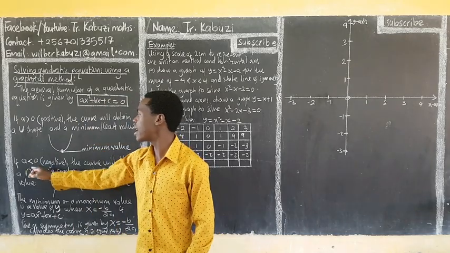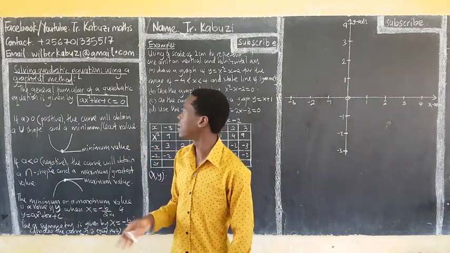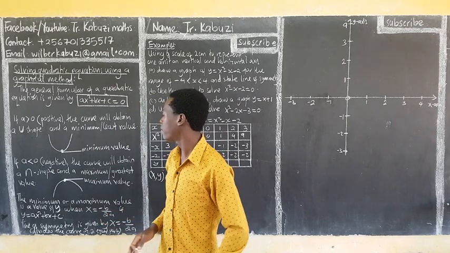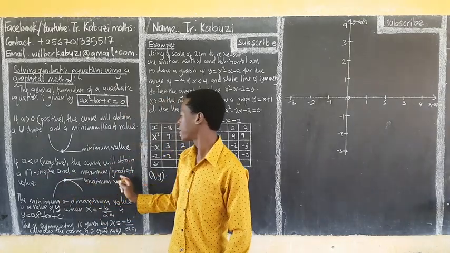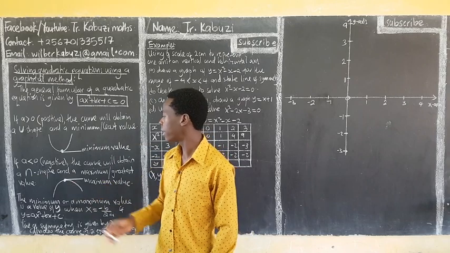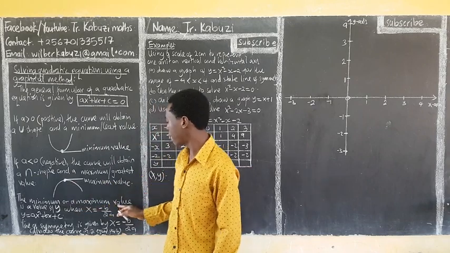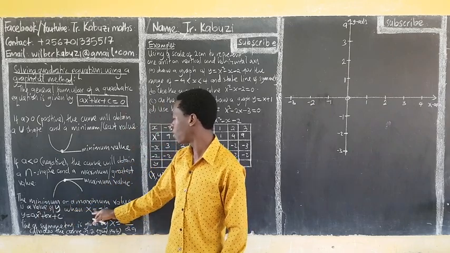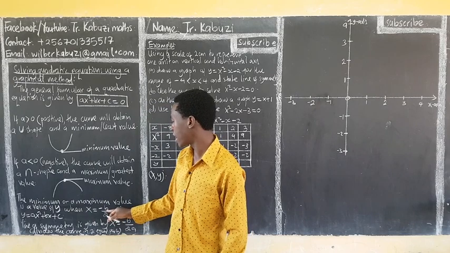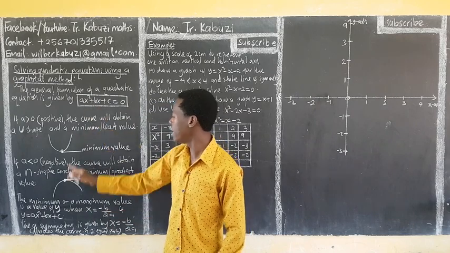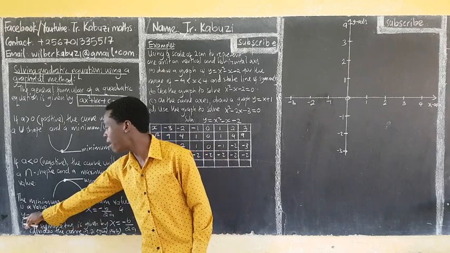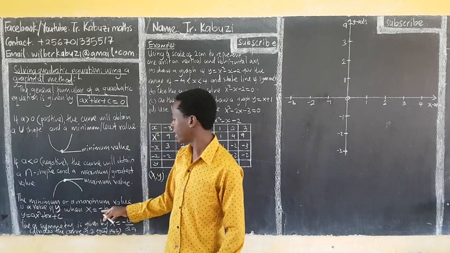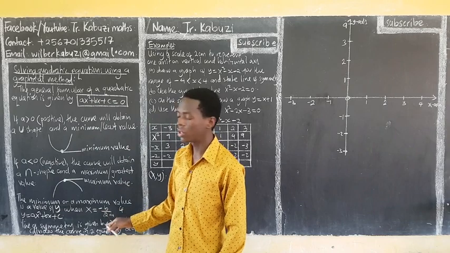Then if a is less than 0, which means it's negative, the coefficient of x squared is negative, and the curve will have this shape and a maximum value. The minimum or maximum value of y occurs when x is equal to negative b over 2a, where this is the b and this is the a. So when the curve y is like this, the minimum or maximum value of y occurs when x equals negative b over 2a.